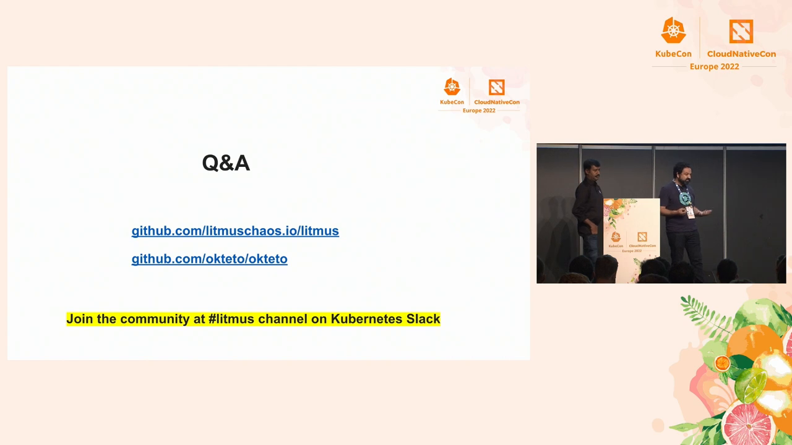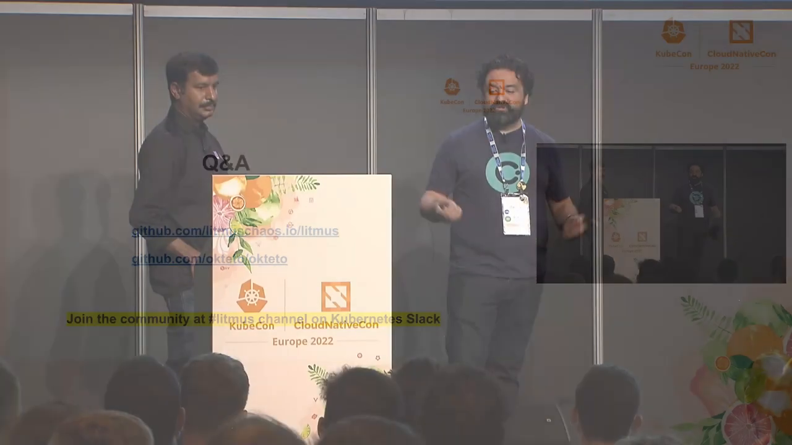The more we use chaos testing, the more we do these practices, the more we develop in Kubernetes, our applications will get better. So thank you so much for attending this talk. Please join our communities. The links are there, both for our open source projects. And there's also a Litmus channel and an Okteto channel on the Kubernetes Slack. Join us. If this is a topic that you want to chat about, we'll be more than happy to collaborate on this and push the state of the art together.